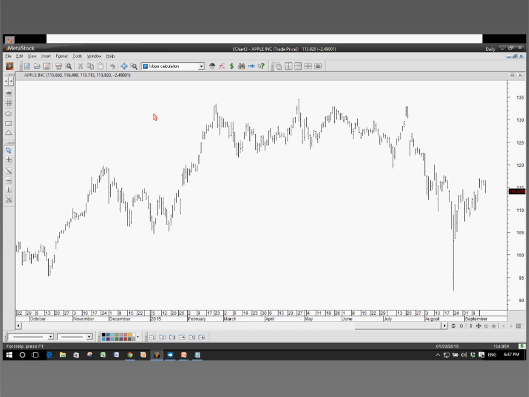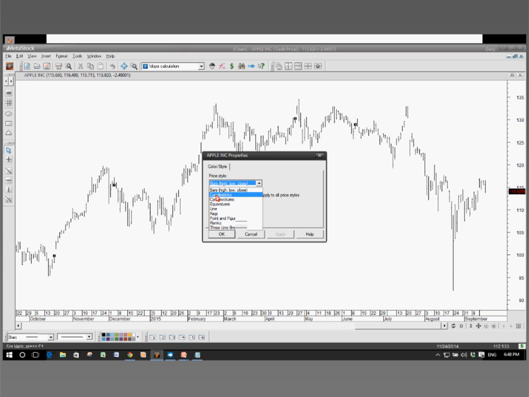Before I get into how everything works, there's a couple things that I promised to show a couple of you. I wrote them down here. One was how to change the chart to candlesticks. This is Apple. And to change the chart into a candlestick, this is the bar chart. Simply right-click on it. You can go into Properties, and there you go, Candlesticks.